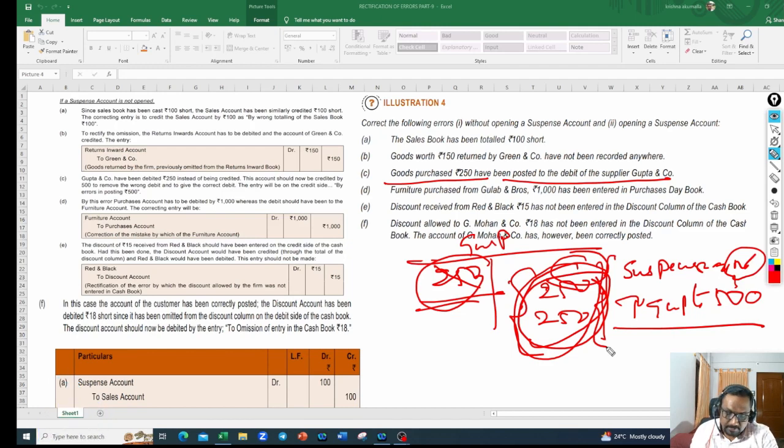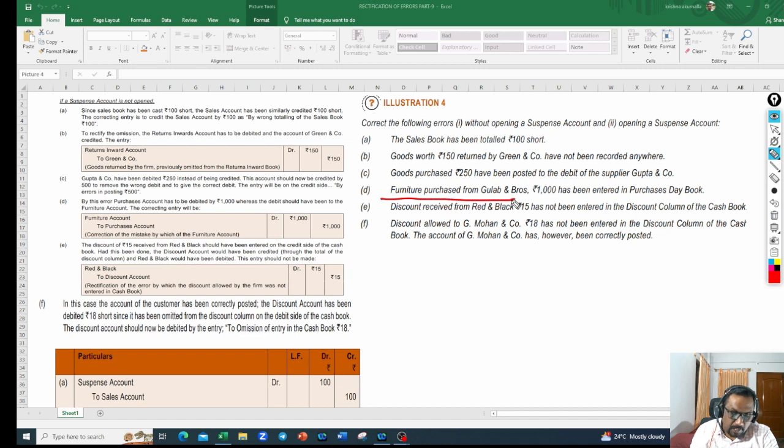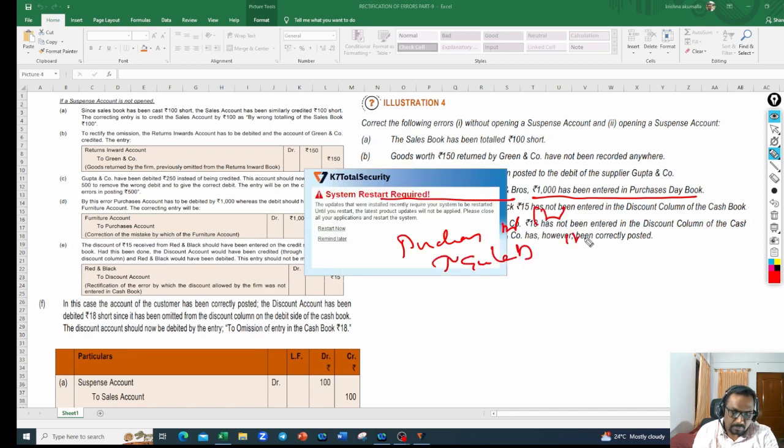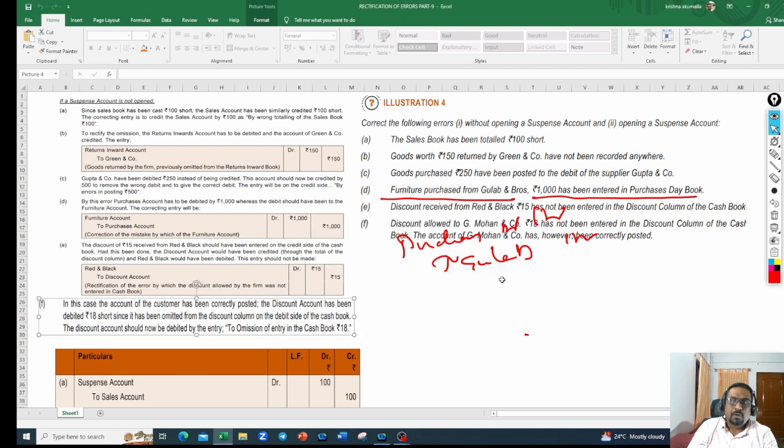Clear? Right. Next, furniture purchased from Gulab and Brothers, 1000, has been entered in the purchase book. So what was the wrong entry? I already told you this. The wrong entry was purchase debit to Gulab, 1000. What should be the correct entry? The correct entry will be furniture account debit to Gulab account.